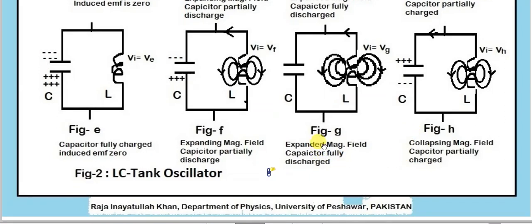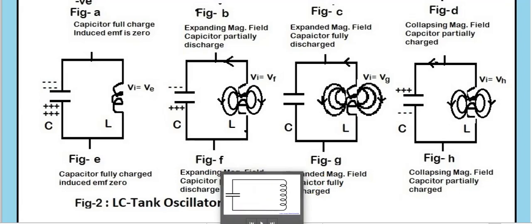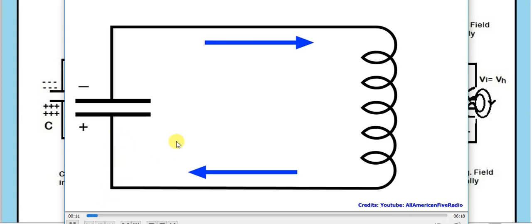Now let's see a very beautiful animation we have got here. This is explaining the exchange of the flow of energy. So here we have the capacitor. You can see the capacitor. In this case, the polarity has been taken. The credit goes to the YouTube All American 5 video. You can see these animations over there as well. But in this animation, the negative side is taken this time. I took the positive one, but it doesn't matter.